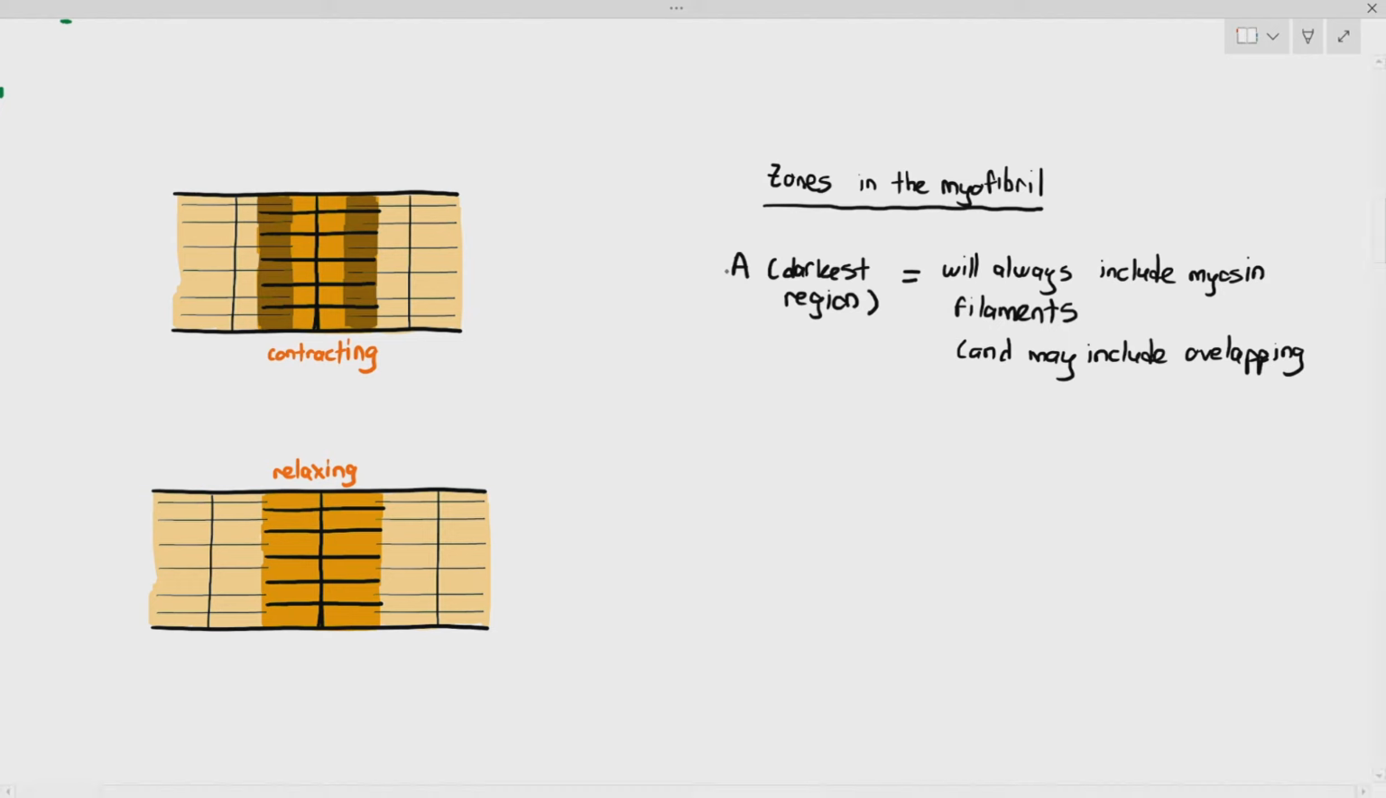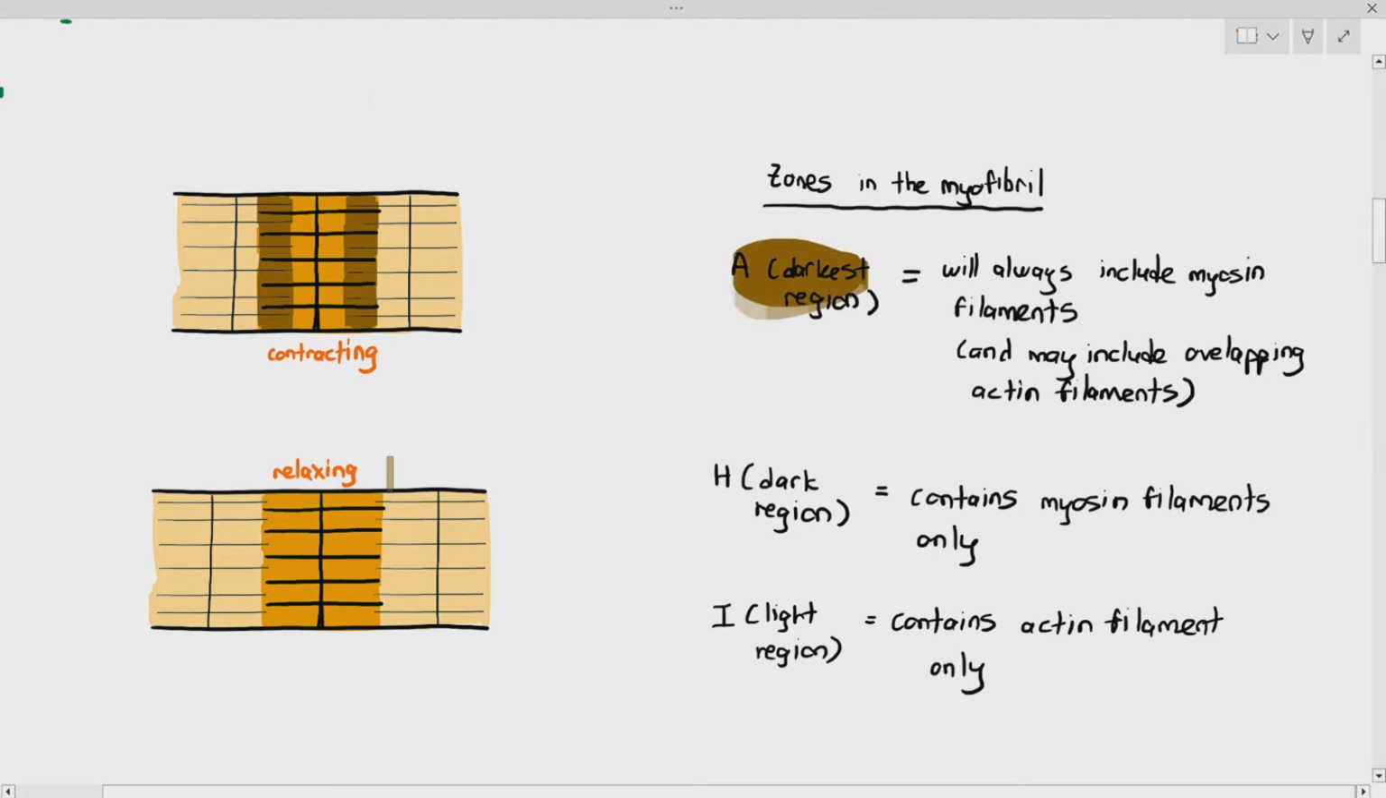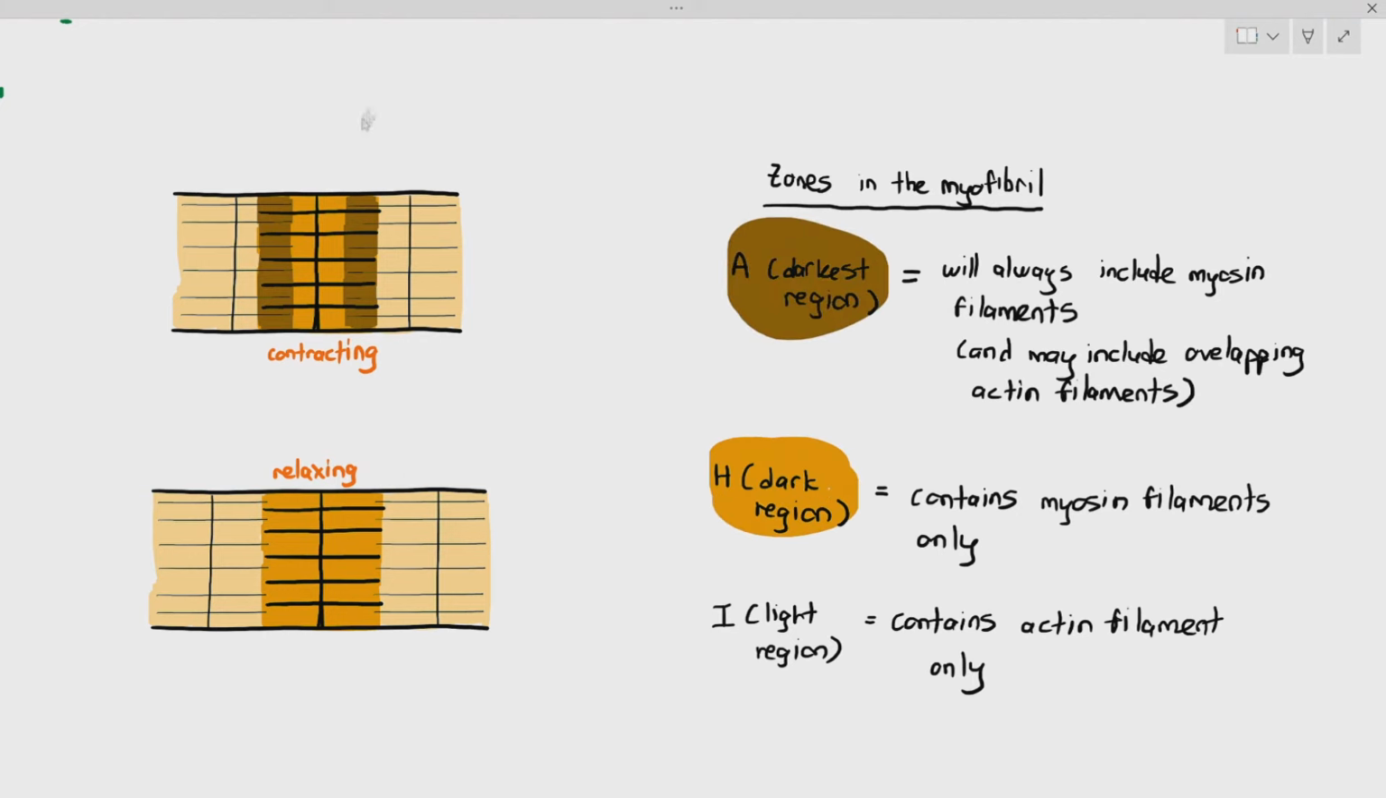I need you to be careful with this part right here. It contains myosin filaments always, and it may contain overlapping actin filaments. The H zone, which is the second darkest area, contains only myosin filaments. That's what I want you to understand. And the I zone is the lightest area because it contains only actin filaments.